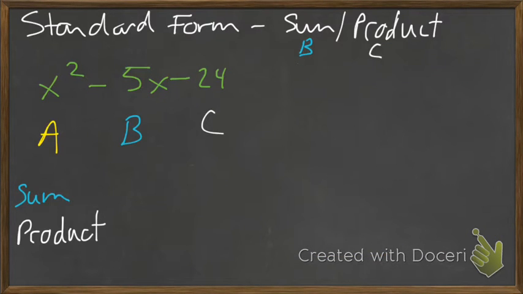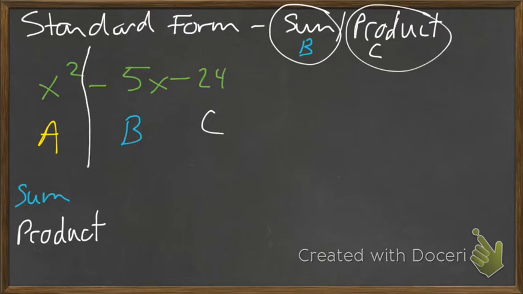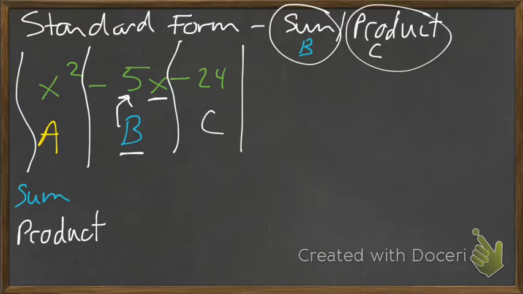Standard form, like I said, we're looking at sum and product. We've established that the value that goes in front of this first term, x squared, is known as a. The value that goes here in front of the x is known as b, and c is this constant value. In these cases, b is our sum, and c is our product, okay?